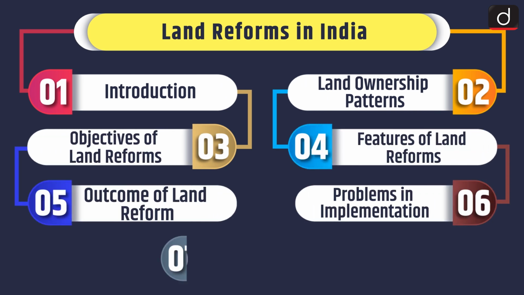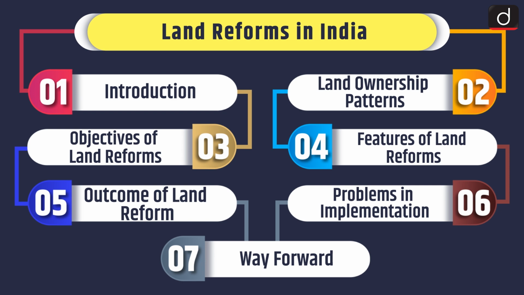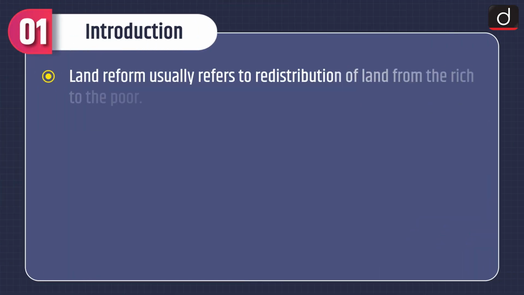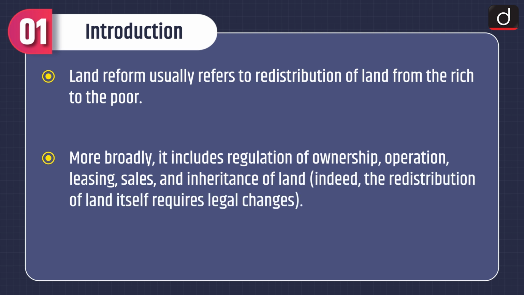Today's topic of discussion is land reforms in India. First of all, we will discuss the introduction of the topic. Then we will discuss land ownership patterns, objectives of land reforms, features, outcomes, problems in implementation, and lastly, the way forward. First of all, let's have a look at the introduction of the topic.